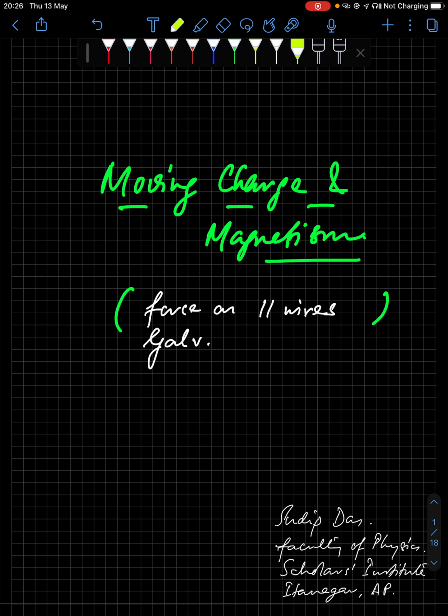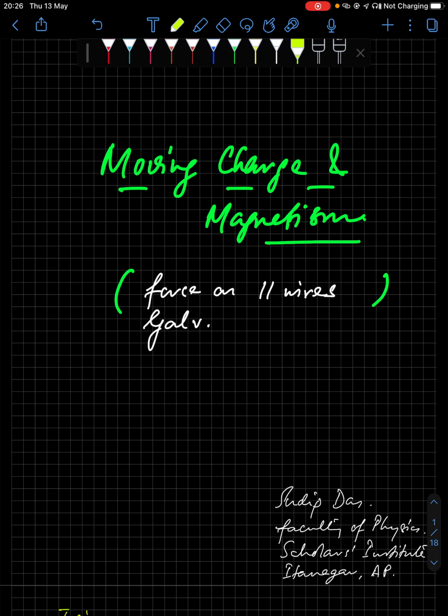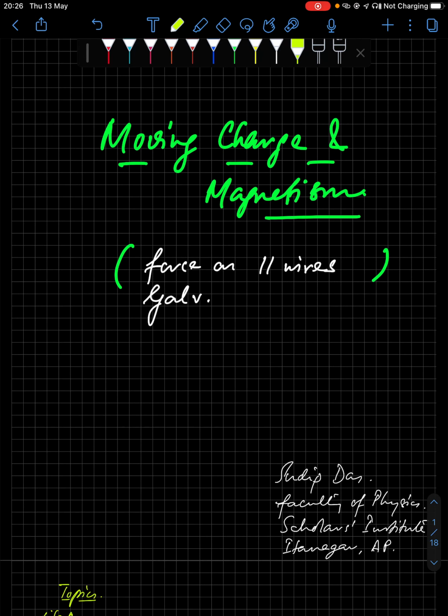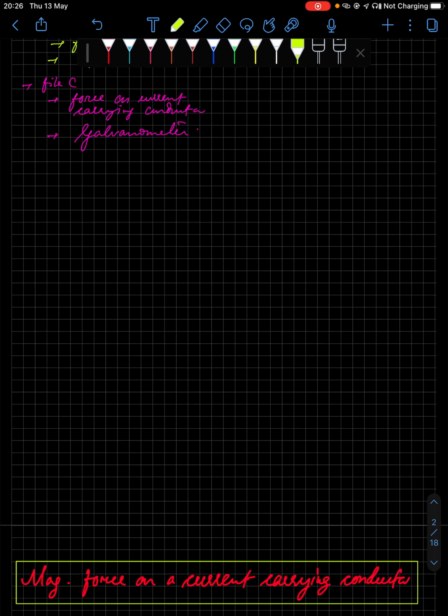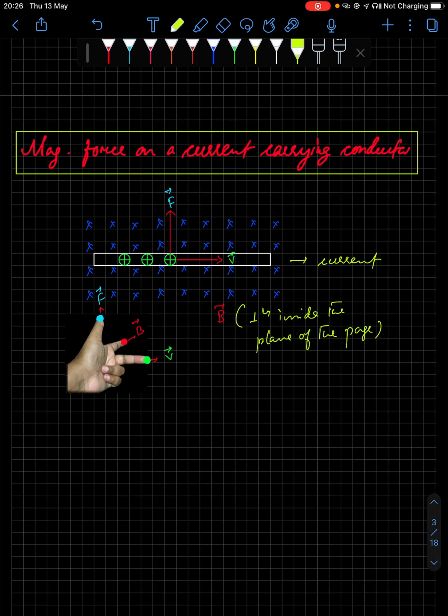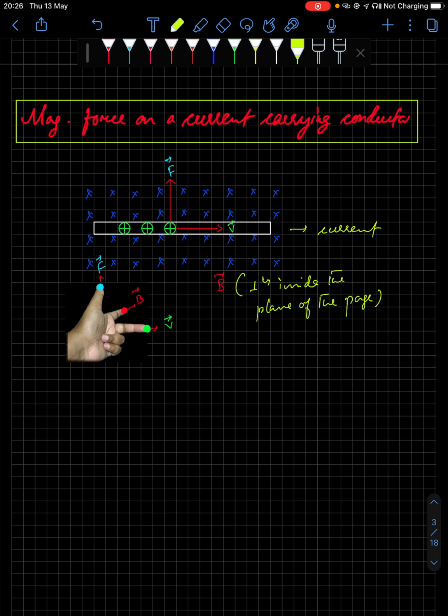Everyone, this is the third and last lecture on the theory of moving charge and magnetism. Today we will discuss force on parallel wires carrying current and galvanometer. So firstly, let's see the magnetic force on a current carrying conductor.